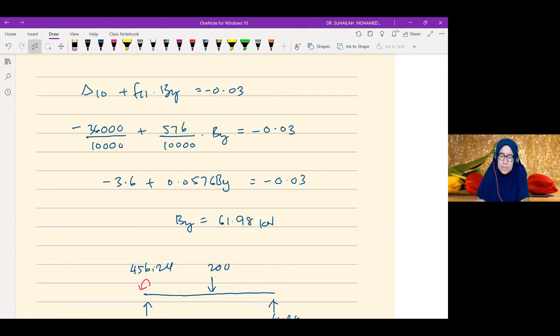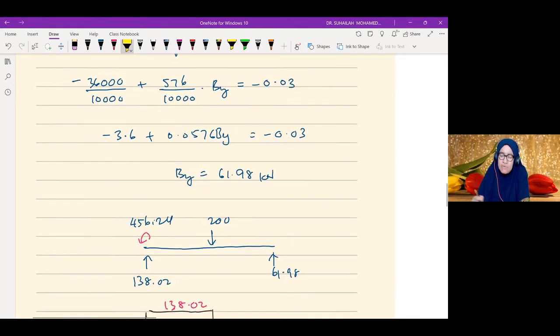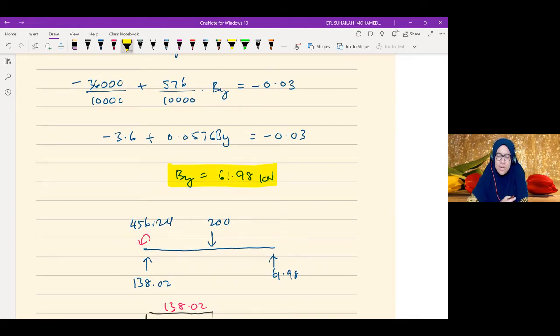So what we need to do is substitute into the compatibility equation. And we get 36,000 divided by 10,000. Okay, then we get like this. So finally, we get redundant equal to 61.98. So we can check, when we don't consider support settlement, the value of redundant will be different. It will affect the reaction whenever settlement is given. We can see the trend whether the reaction at B increases or decreases.